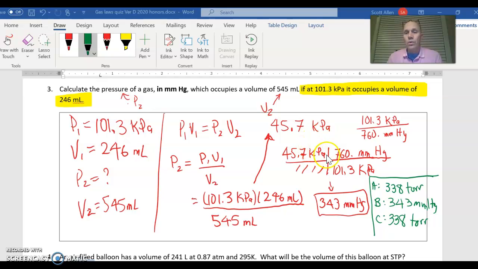When you do the math, it ends up turning into this number right here. Again, pay attention to your significant figures. Notice that of all these, 3 is the fewest number of significant figures, so that's how it should be rounded. Version A would be 338. Version B, I think, is the same problem as this one, and version C is 338.